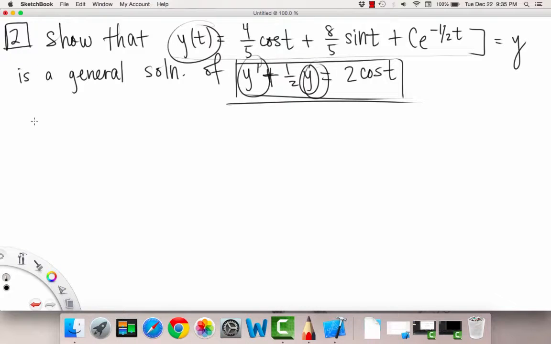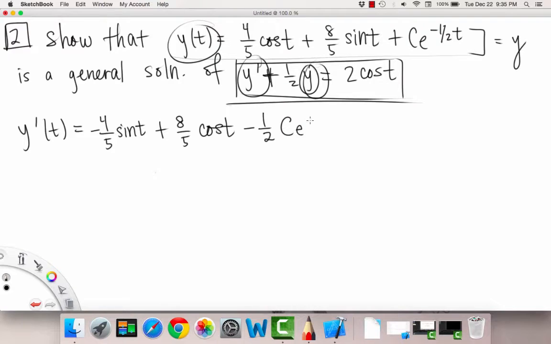And we need a y prime, right? So let's find y prime. So y prime is like our y prime of t. And we're just going to take the first derivative of everything we see here. So the first derivative is going to be 4 over 5 times a negative sine t. So negative 4 over 5 times sine t. And then we have plus 8 over 5 times a positive cosine t. And then here we'll have negative 1/2. That comes from the chain rule. C is a constant, e to the negative 1/2 t still.